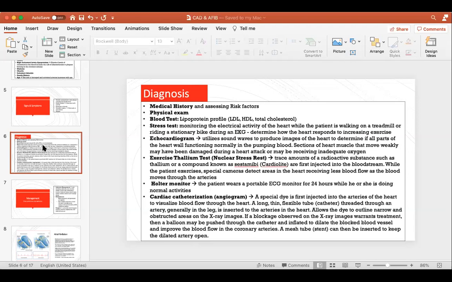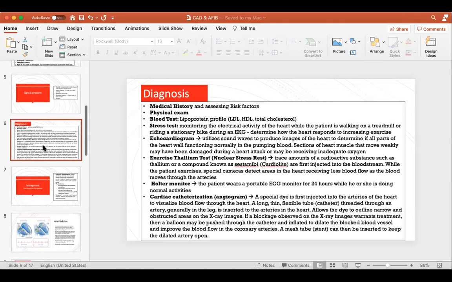A Holter monitor: a patient can wear a portable ECG monitor for 24 hours, and you can see how the heart functions throughout the day. And also cardiac catheterization or angiogram.